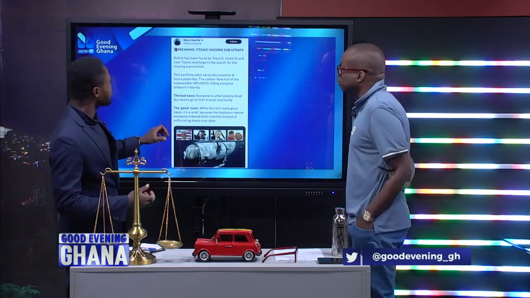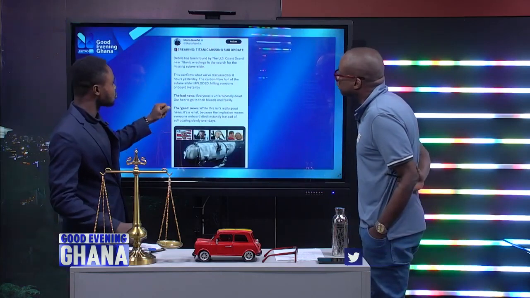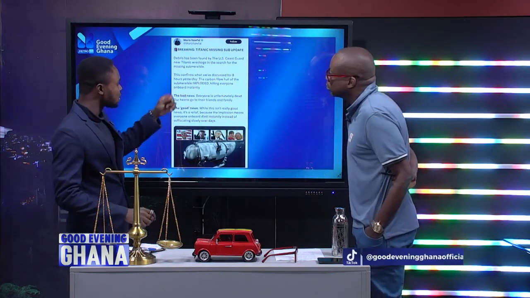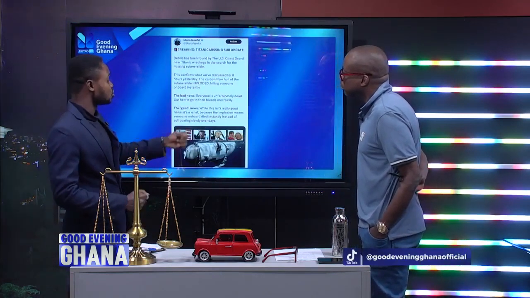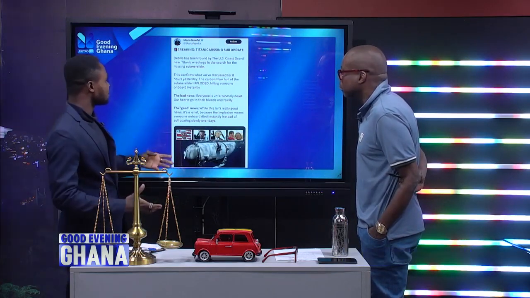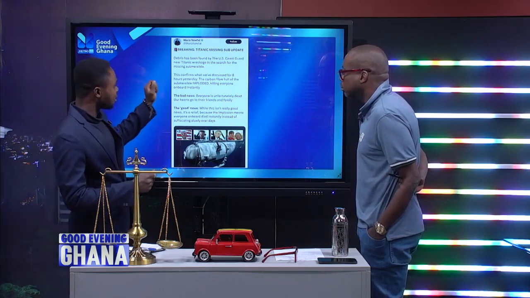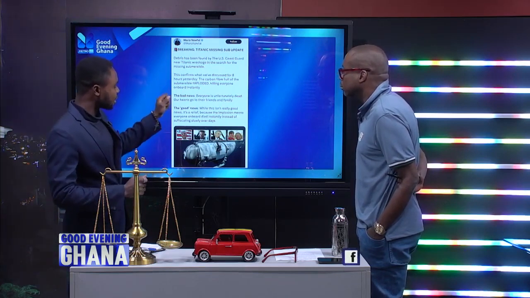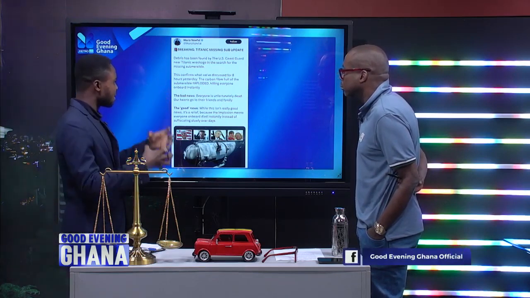Right, so this is it. It says the debris was found by the U.S. Coast Guard. The U.S. Coast Guard, the U.S. Navy, and some other international agencies were helping to find the ship as it fell. We've been speculating that the carbon fiber hull, it's carbon fiber and titanium, somehow imploded and killed everyone.